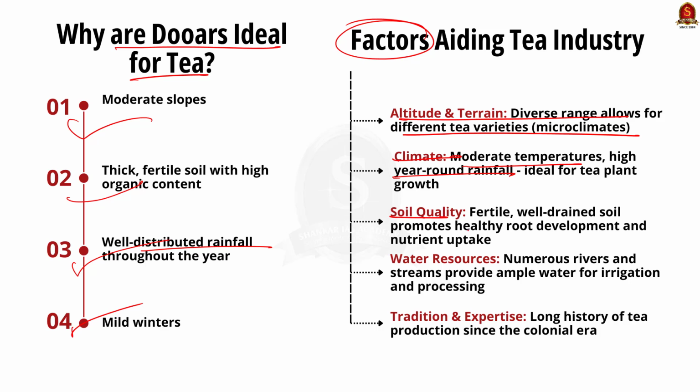Next, the soil in the Duar region is fertile and well drained, making it conducive to tea cultivation. The tea plants require specific soil conditions to grow optimally, and the soil composition in the Duars supports healthy root development and nutrient uptake. In addition to this, the numerous rivers and streams that flow through the Duar region provide ample water resources for irrigation and tea processing. The reliable access to water ensures the tea plants receive adequate moisture, especially during dry periods, and facilitates the processing of freshly plucked tea leaves.